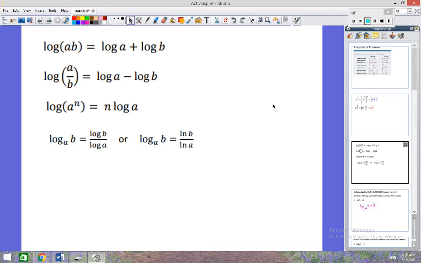On your test, you'll be given these properties of logarithms, so you won't have to memorize these. You have the product rule, the quotient rule, the power rule, the change of base. The change of base is primarily used to help with the calculator. If you only have a common log button and a natural log button on the calculator, but you may be working with some logarithm of a base that's different than 10 or different than e, and so if you had a log base 3, this allows you to convert it and use the calculator to get a decimal approximation for your logarithm.